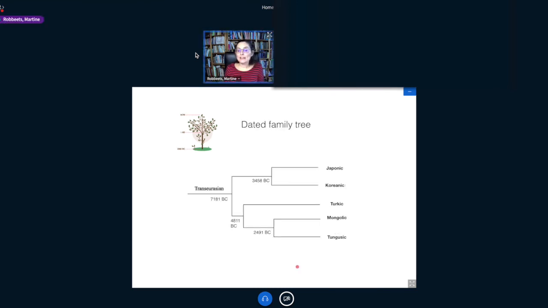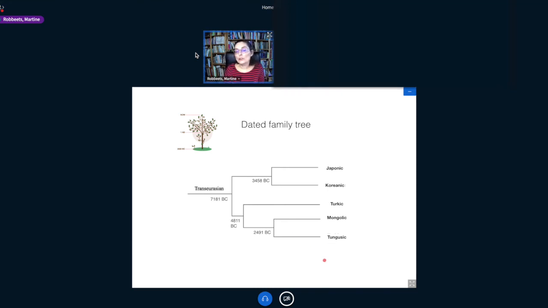Here you see then the dated family tree plotting the Bayesian dates on the tree. That is 7000 BC for the first split in Trans-Eurasian, 4800 BC for Turkic populations splitting up, and then here 3500 BC for Japanese and Korean populations splitting up, and 2500 BC for the breakup between Mongolic and Tungusic speakers.